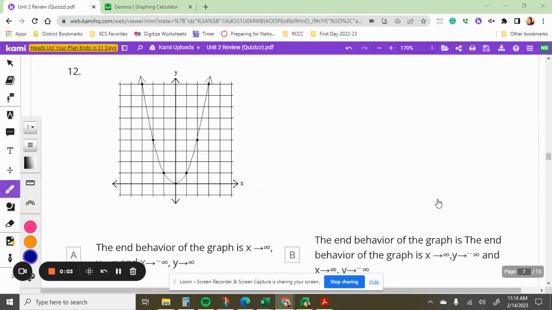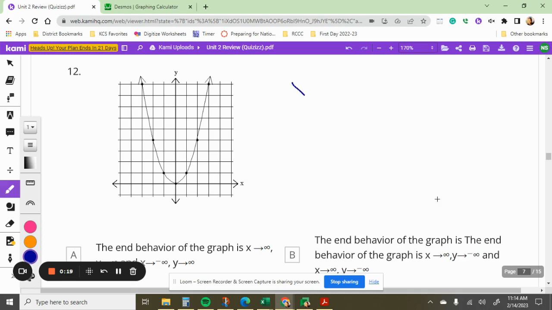This question asks us about end behavior of a graph. This is another skill that we want you to carry on from at least Math 2, at least your 10th grade math class. But you may need a refresher, so let's talk about end behavior.